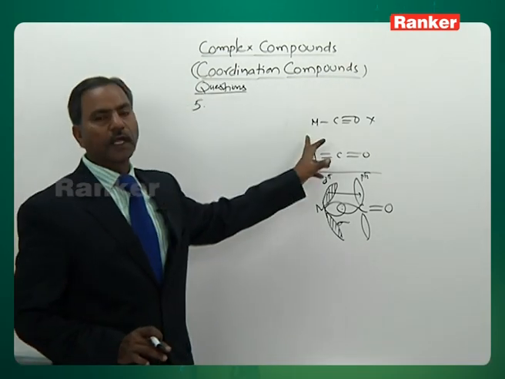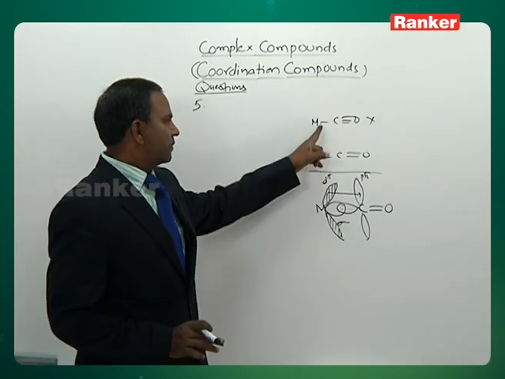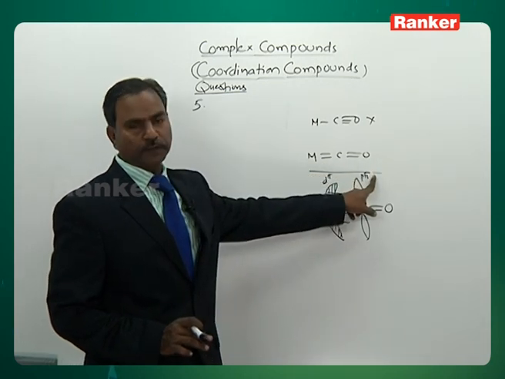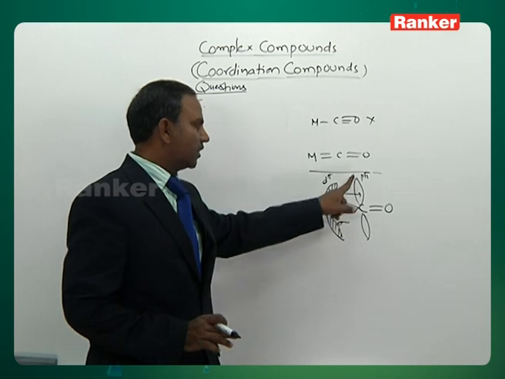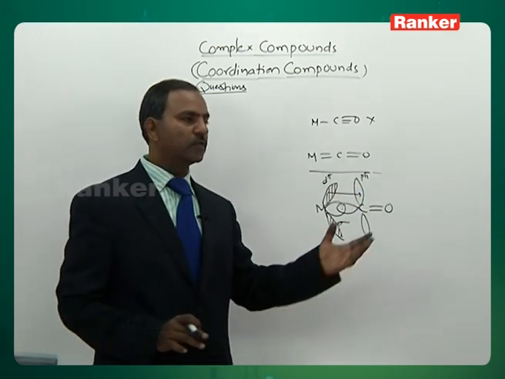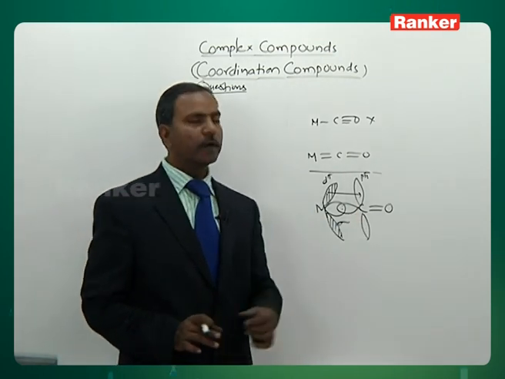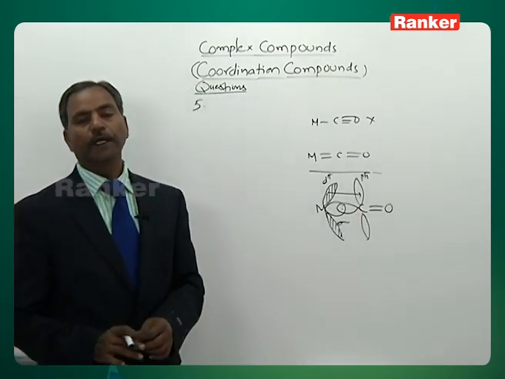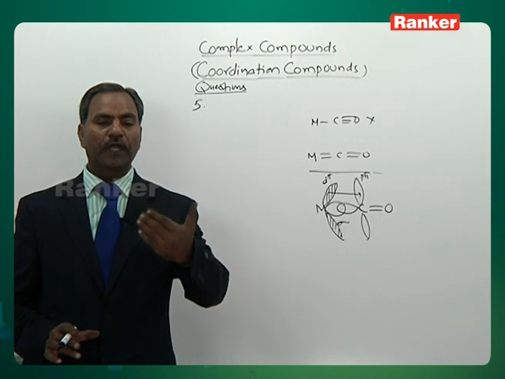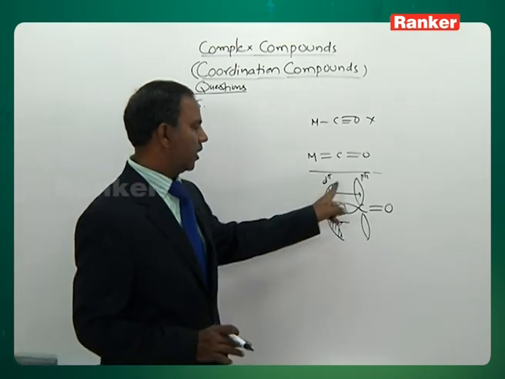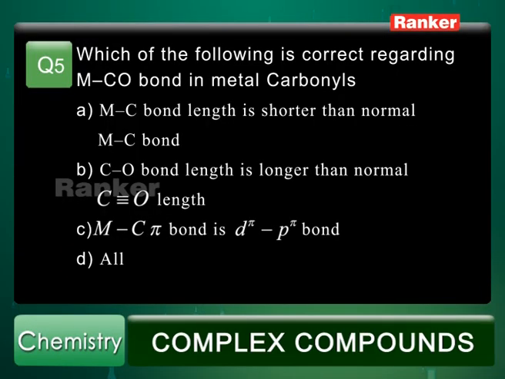So option A is given as the M–C bond length becoming shorter and the C–O bond length becoming longer. That is correct. Coming to B, the C–O bond length is longer than the normal C–O bond length. Yes, it is also correct. And the metal to carbon pi bond is dπ–pπ. Yes, it is dπ–pπ. So all are correct. The answer is D, all are the correct answers.